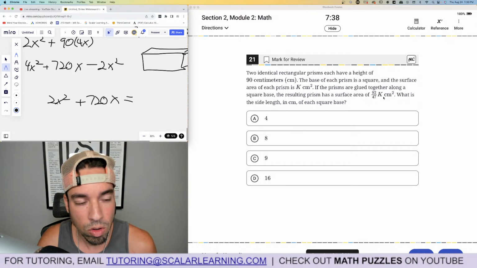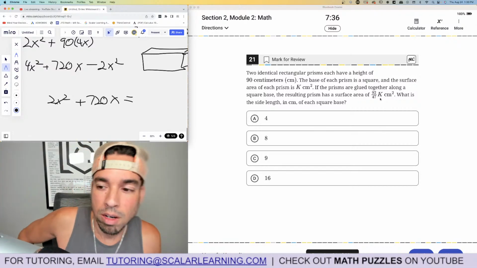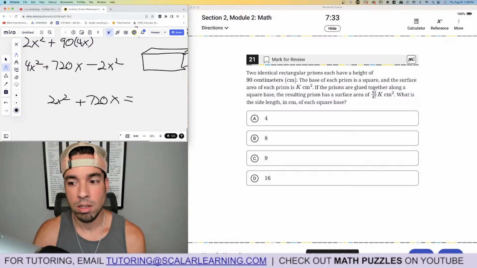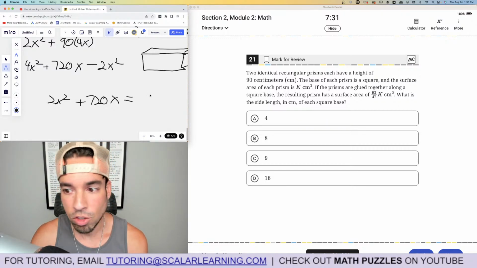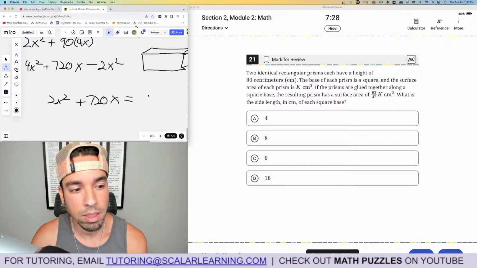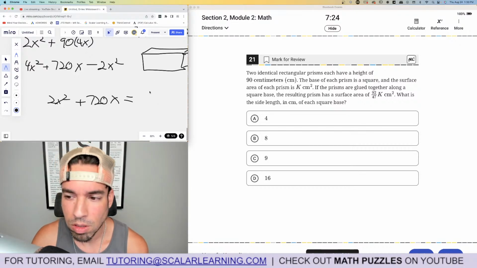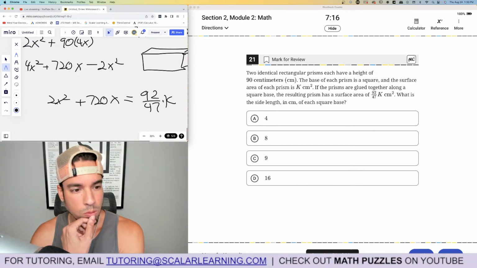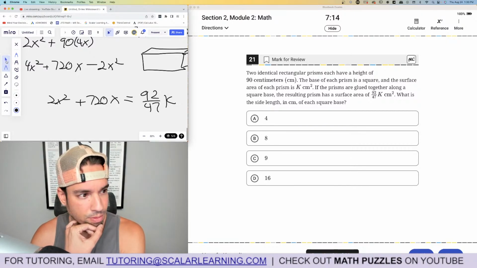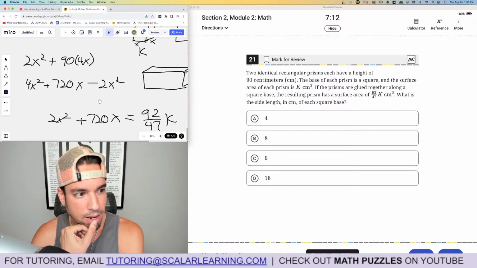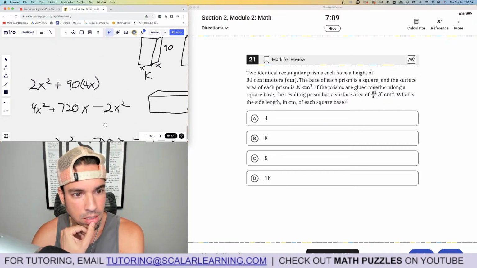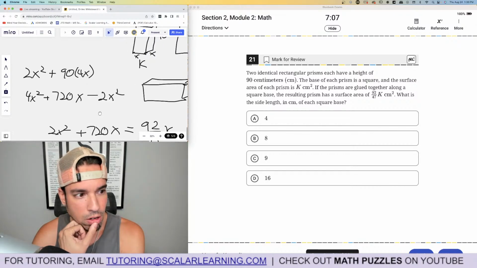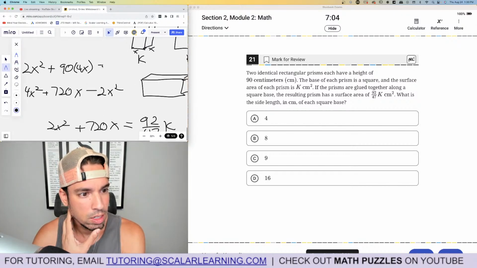Oh, wait, I think I get how to do this, maybe? No, this doesn't work because now we've got k in the mix. Hold on, let me think about this for a second. We need to somehow get a value for x, but right now we have k. And the thing is, k is the surface area, which means this equals k right here.